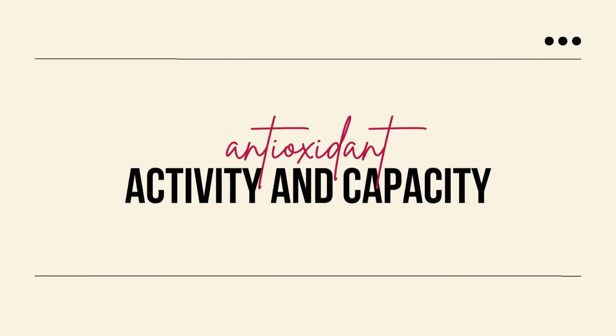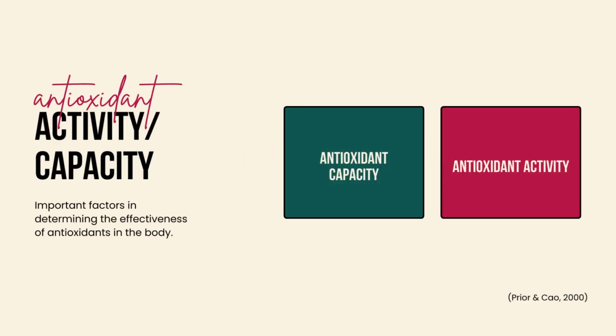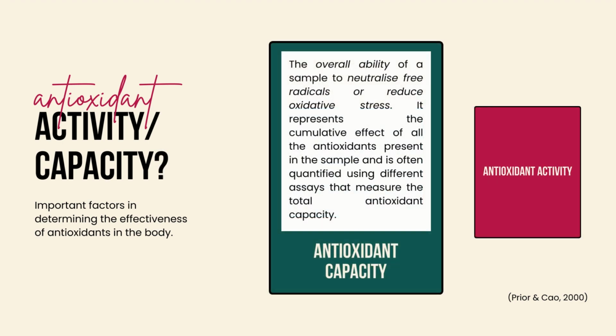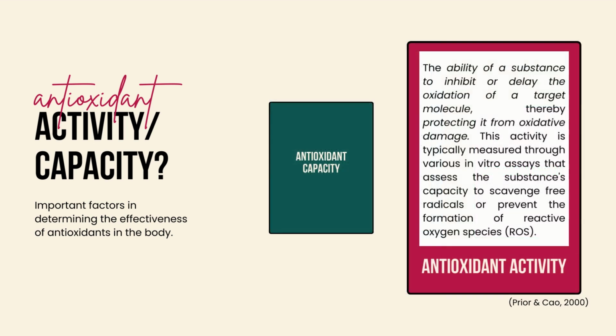So, how do we determine the effectiveness of antioxidants in the body? This is by looking at the antioxidant capacity or activity. Antioxidant capacity is the overall ability of a sample, such as food or plant extract, to neutralize free radicals or reduce oxidative stress. As for the antioxidant activity, it refers to the ability of a substance to inhibit or delay the oxidation of a target molecule, thereby protecting it from oxidative damage.